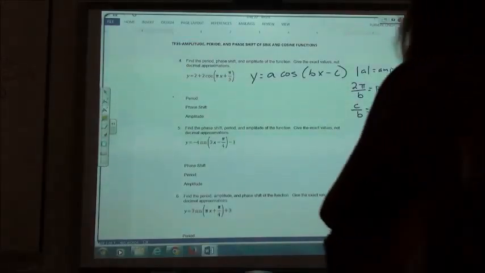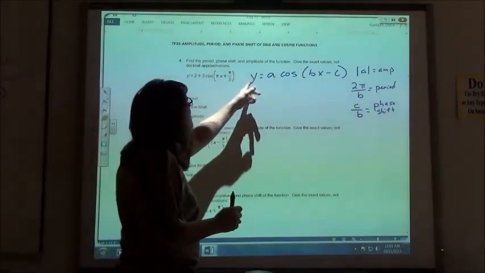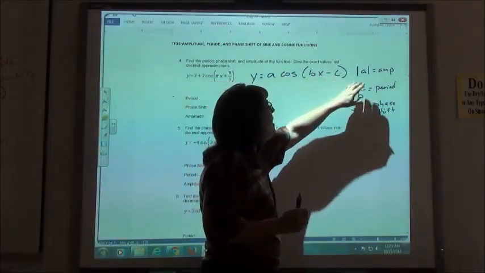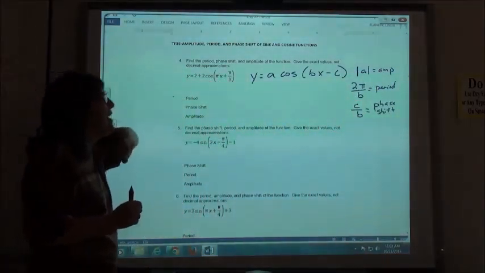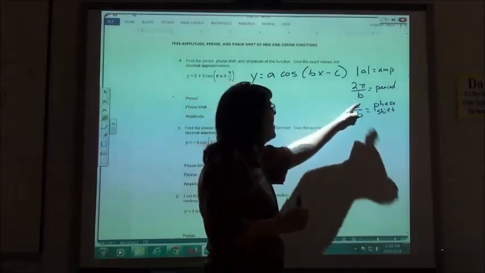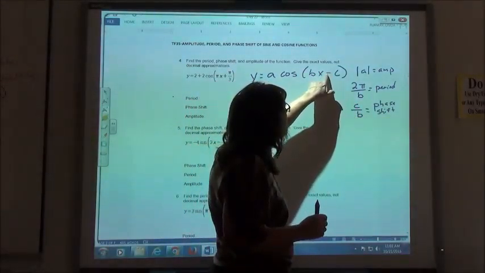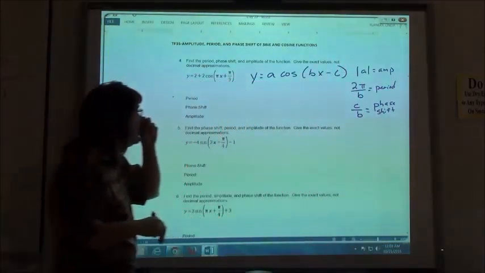So here we're doing the amplitude, period, and phase shift of the sine and cosine function. General form, we have A cosine of bx minus c. Amplitude of A is the absolute value of A. Period, again, 2 pi over b. My phase shift is c over b. Be careful because in here we have that minus sign, so c ends up being the opposite of what you think that is up there.